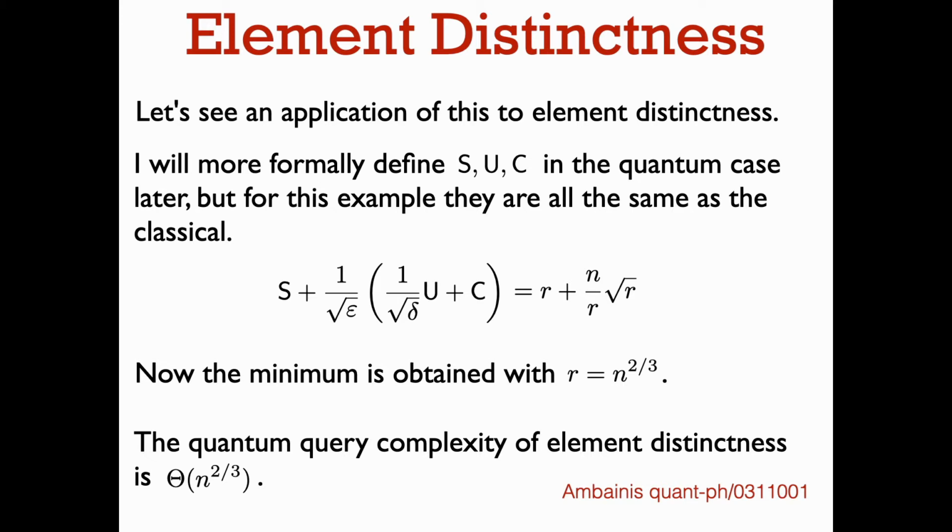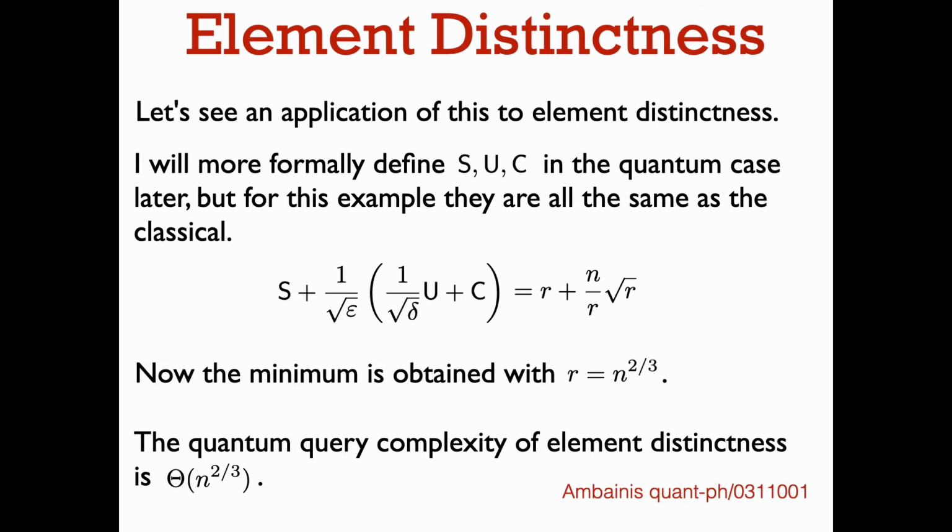Let's look at an application of this theorem to the element distinctness problem, as we did in the classical randomized case. I will hold off on the formal definition of S, U, and C in the quantum case for the moment, but in this application they have exactly the same values as in the classical case. When we do a walk on the Johnson graph on subsets of size r, then S is r, U is 1, and C is 0. We again have epsilon being r squared divided by n squared, and delta being 1 divided by r. So the formula gives r plus square root of r times n divided by r.